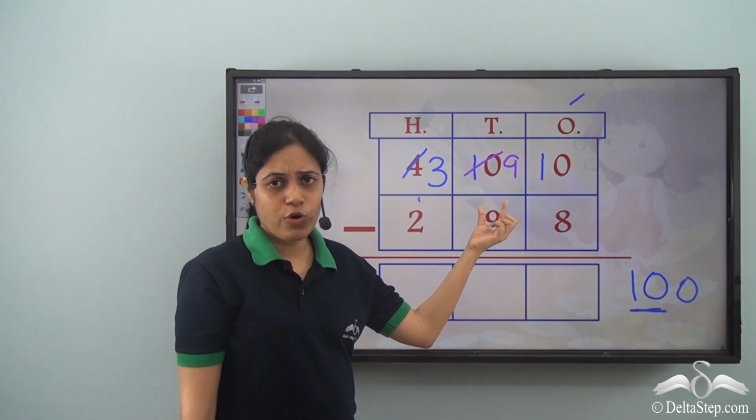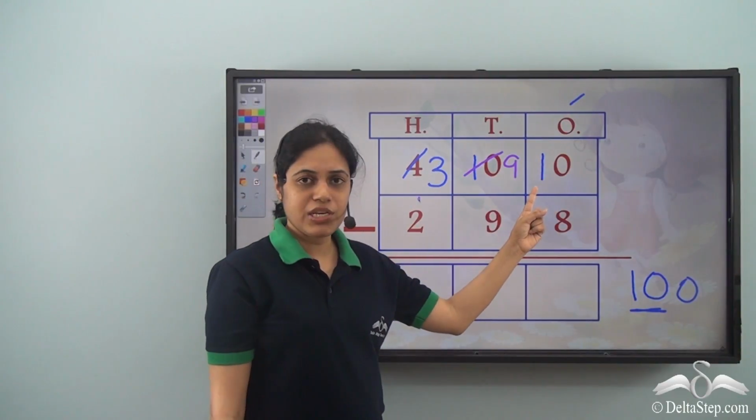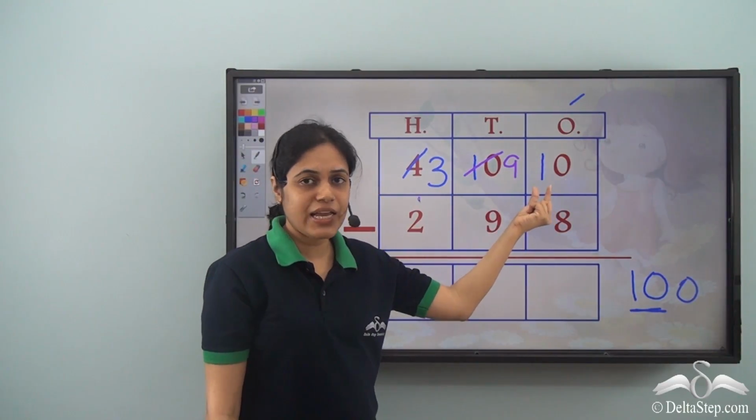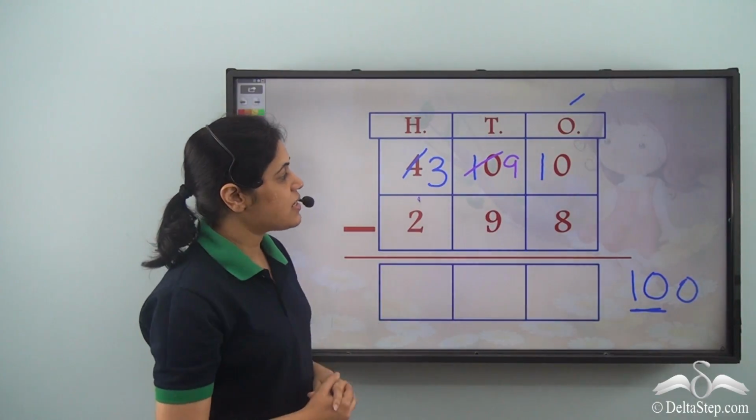But why did it borrow? Because it had to give to this. So it gave 1 to this and this 0 becomes 10. And this 10 becomes 9. So now let us subtract.